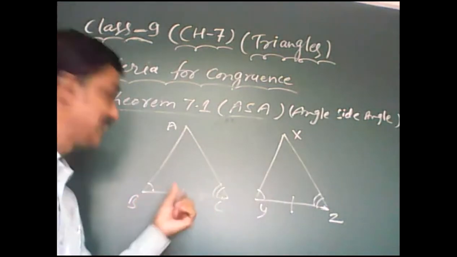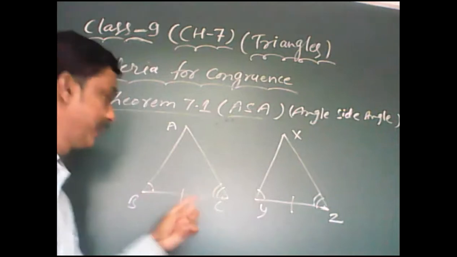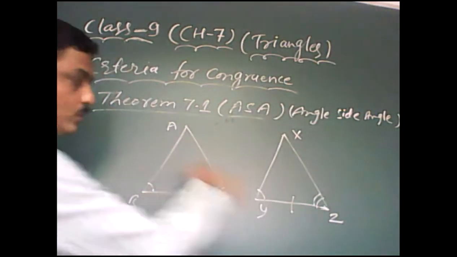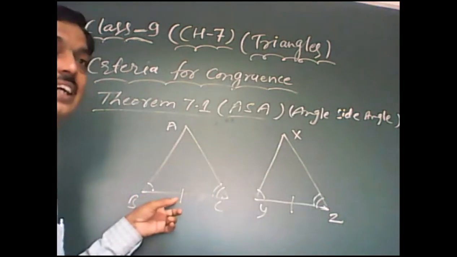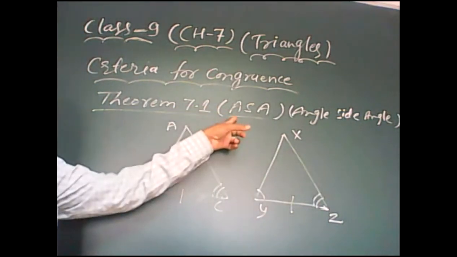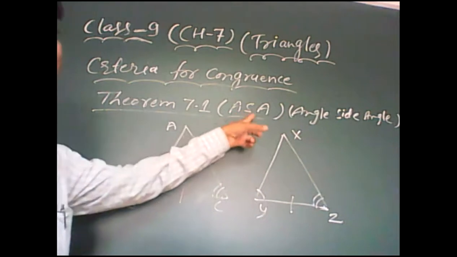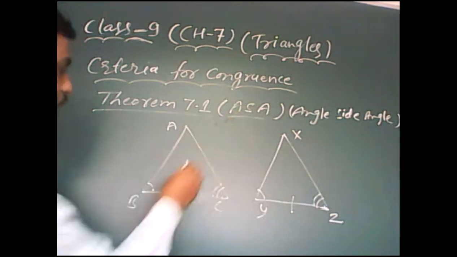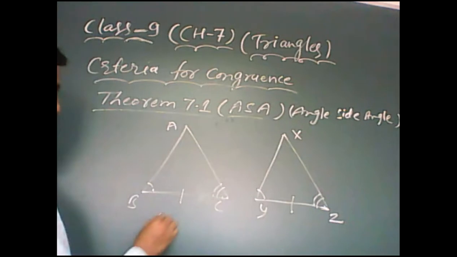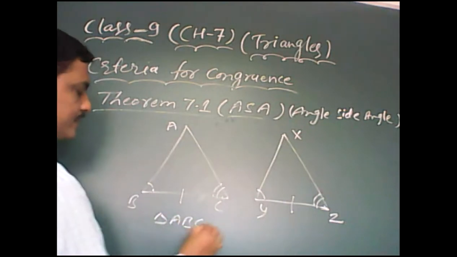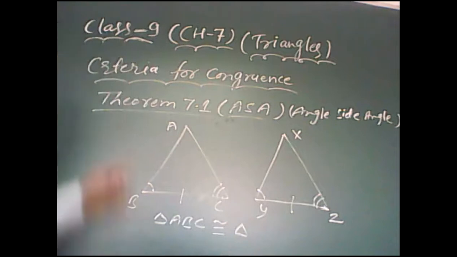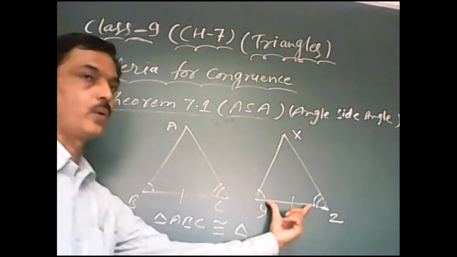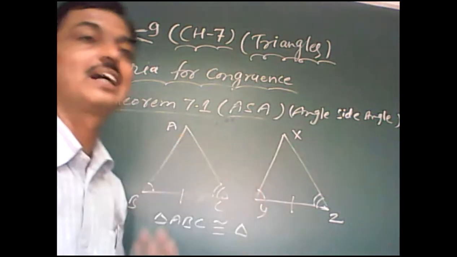Two angles and the included side. It doesn't mean two angles and this side. No. If two angles and the included side are there, we use ASA. And how do we write it symbolically here? Triangle ABC congruent to triangle. Which one is corresponding equal? If two corresponding angles are equal, automatically the third is also equal by the angle sum property.